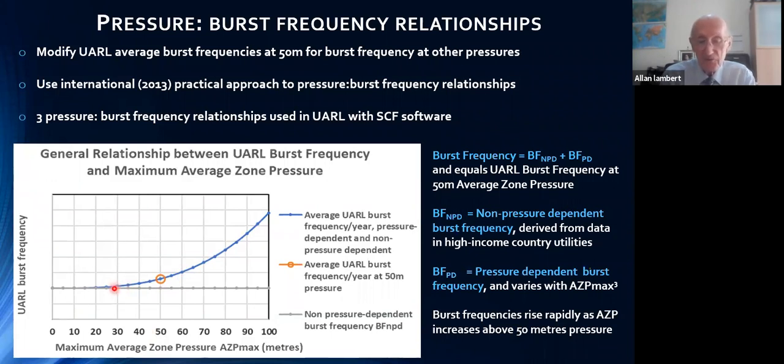Each component of infrastructure, mains, services, connections to the property line, and service connections after the property line, has BFNPD parameters based on data from high-income countries with ILIs in the range 1 to 1.5. At 50 meters pressure, the curve passes through the UARL burst frequency used in the original 99 equation. The burst frequency slowly rises between 20 and 50 meters, and then more rapidly at pressures exceeding 50 meters.